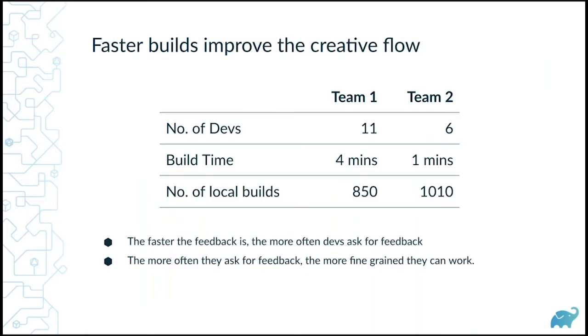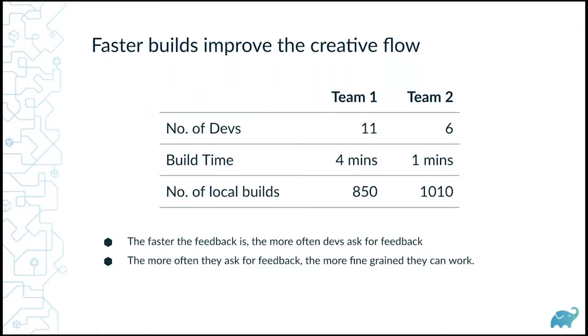So one thing I found fascinating when I saw it the first time is that faster builds improve the creative flow. We worked with an organization that had many teams, but we just look at team one and team two. One team had 11 developers and the other team had 6 developers. The build time of team one was 4 minutes and of team two, 1 minute. Build and test time, right? With a 4 minute build and test time, people do not go to the CEO and say, hey, I cannot work here anymore. But the very interesting thing you can see is that team two has twice as many local builds and test runs than team one. So they ask much more often for feedback. They have a much better dialogue with the tool chain.